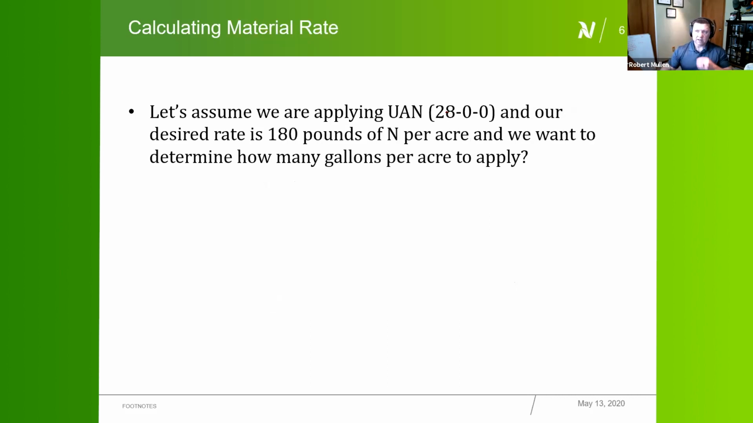Just to throw a wrinkle in here, let's do this on a liquid basis. Liquids are not challenging if you're following your units. So let's assume we're applying UAN 28-0-0, and our desired rate is 180 pounds of nitrogen per acre. And we want to determine how many gallons per acre to actually apply to achieve that rate. Okay, again, start with what we know. I want to put on 180 pounds of nitrogen per acre.